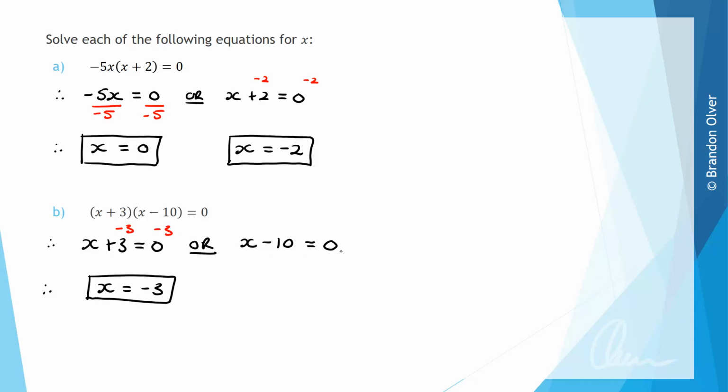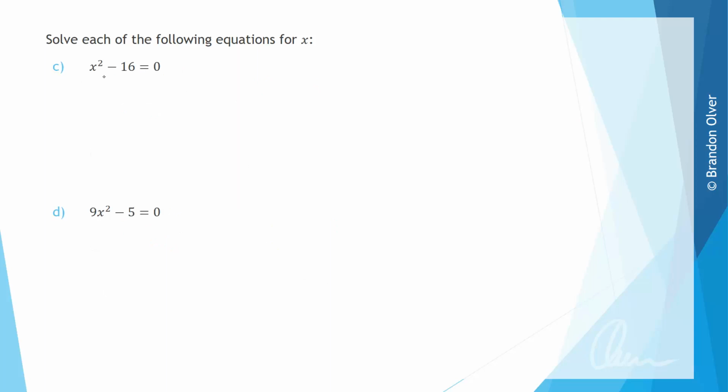For the other part that came out of the Null Factor Law, we said that x minus 10 could equal 0, so if we add 10 to both sides, that would give us x is equal to positive 10 as the second solution to this equation. For part C, we have x squared take 16 is equal to 0. So we can see that the equation's equal to 0, but it's not yet factorized.